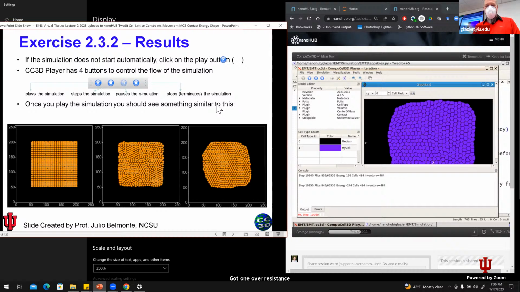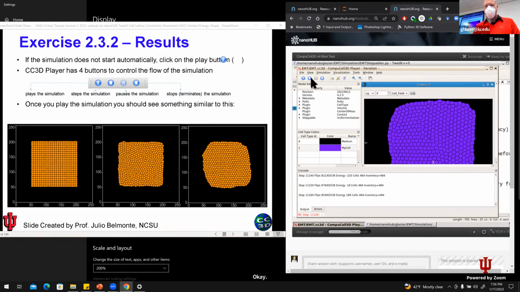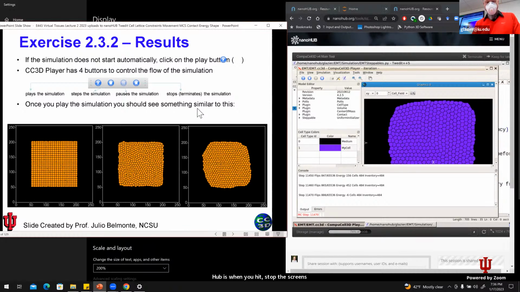Okay, and remember your buttons: pause, step, play. And if you hit stop, you have to start from the beginning. So don't hit stop unless you absolutely have to. And one thing that you'll find, at least on nanoHUB, is when you hit stop, the screens will all resize and then you'll have to relay them out. So that's a bit of an annoyance.